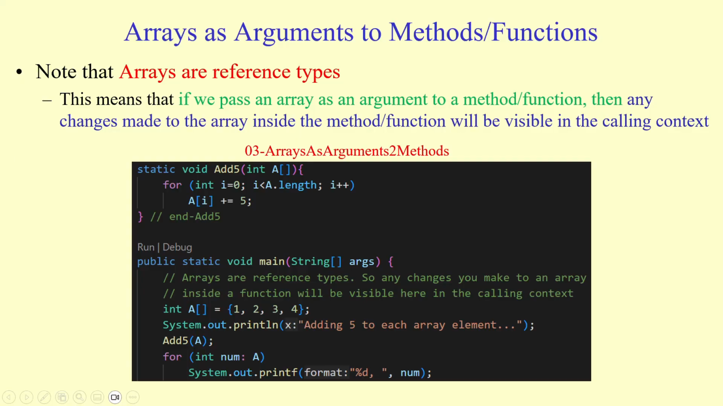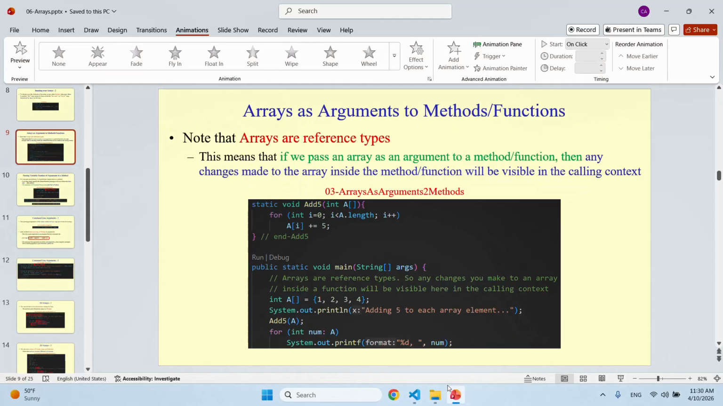Just like in C, C++, arrays are reference types. This means that if you pass an array as an argument to a method or function, then any changes made to the array inside the method or the function will be visible in the calling context. So here we have an example where we declare an array that contains 4 elements, and there is a function add5 that takes a one-dimensional array as a parameter and adds 5 to each element. Because arrays are reference data types, the changes that I make to this array will be visible in the calling environment. And let me show you this.